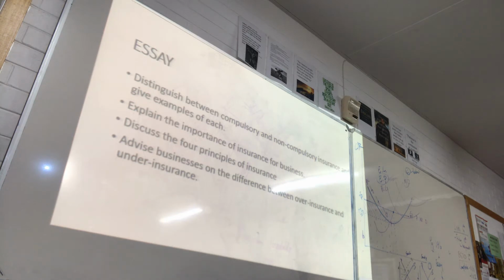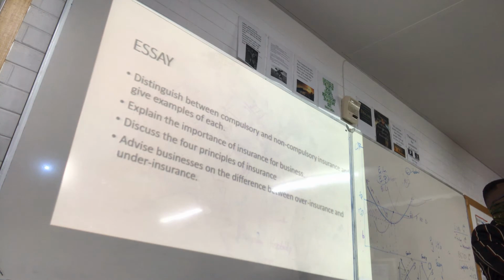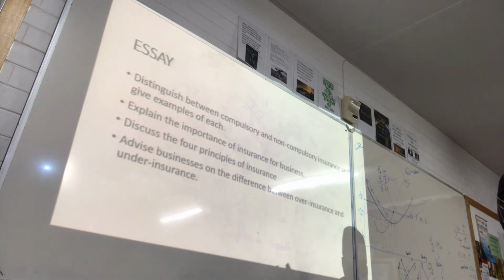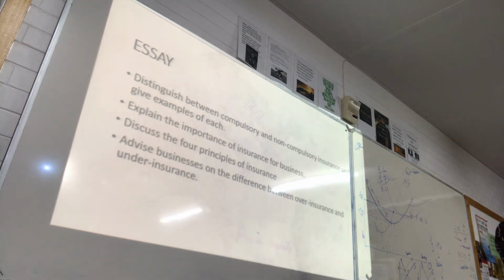Okay, over insurance: an item is insured for more than the market value. So if you've got a cell phone that is actually 1,000 rand, and you've insured it for 10,000 rand, and then it gets lost, it's been over insured. Will the insurance company pay you the 10,000 rand or not? Okay, we'll get into it.